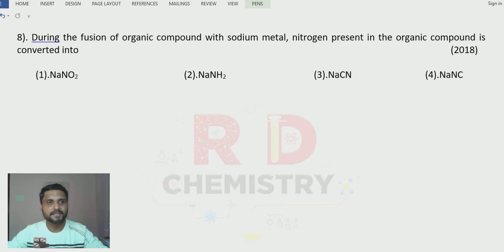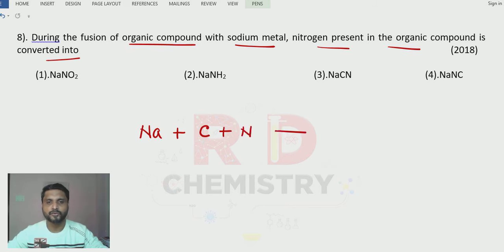Question number 8. During fusion of organic compound with the sodium metal, nitrogen present in the organic compound is converted to. During sodium fusion extract, we take sodium metal. So it will fuse with the organic compound containing carbon. Suppose there is a nitrogen in the organic compound. So all these elements combine to give sodium cyanide, an ionic compound, Na plus and CN minus. The answer is option number 3.